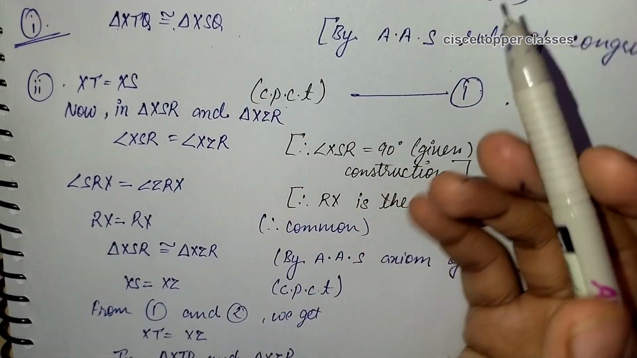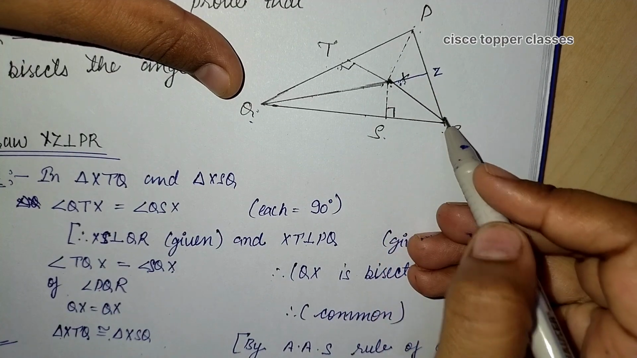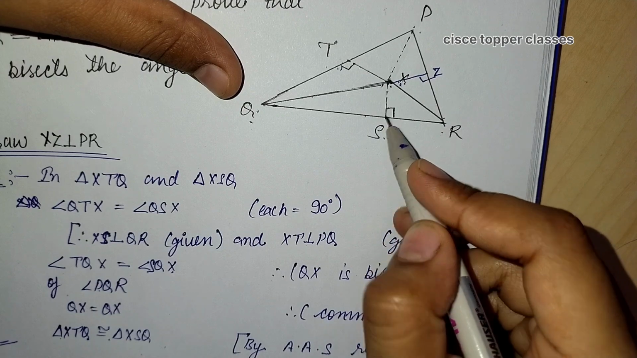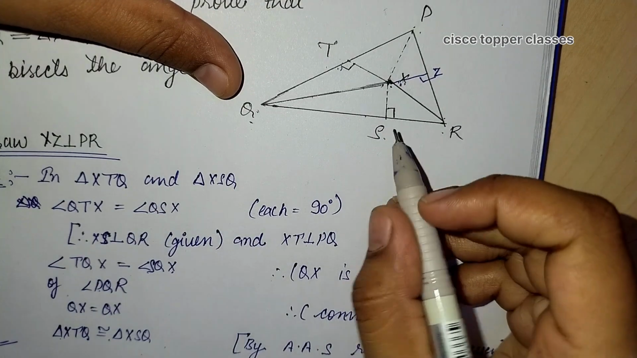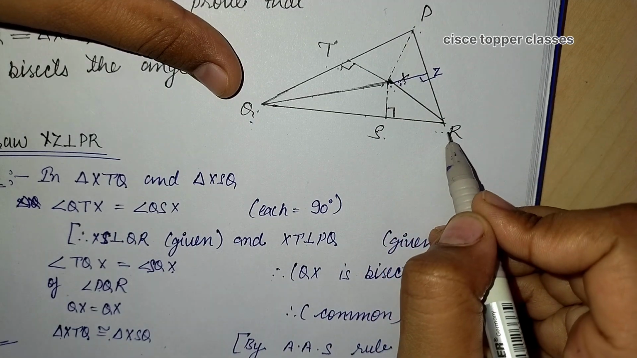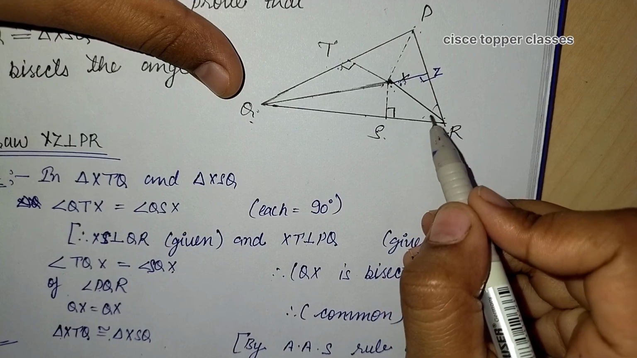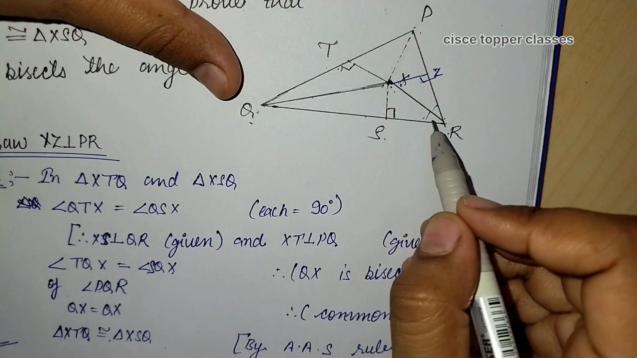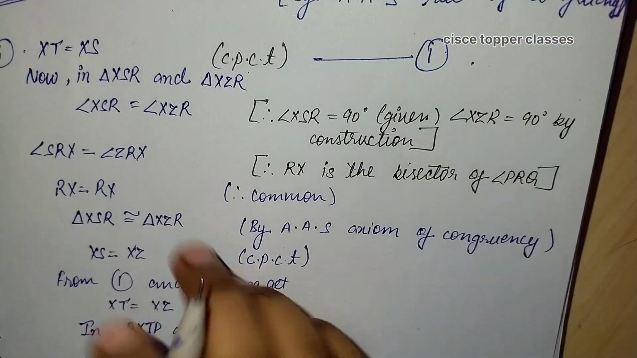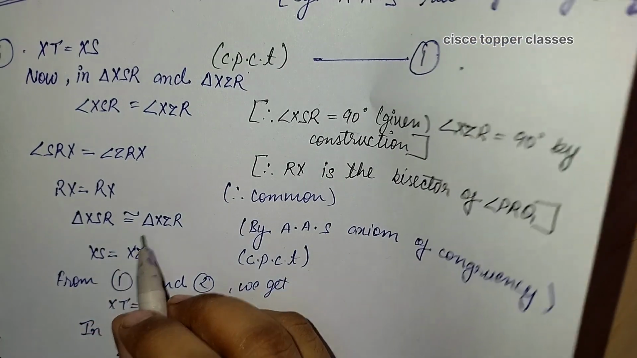Now in triangle XSR and XZR, this is also 90 degrees and this is also 90 degrees, so these angles are also equal. Now the angles SRX and XRZ are equal, because RX is the bisector. Now we have RX as common. So these three things we have written here, and we can prove these two triangles congruent by the angle side rule of congruency.